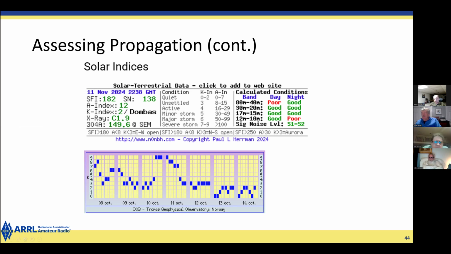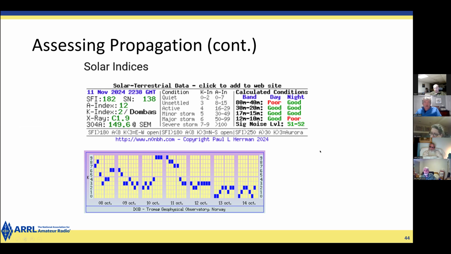For North America, propagation is going to be good on all the HF bands except 80 and 40 meters during the day, which will be poor, and 12 and 10 meters at night, which will be poor. Now you'll notice that 160 meters is not on this chart. There's a reason for that: propagation predictions are really poor for 160 meters. It's very hit or miss. And so most prediction sites will not predict conditions for 160 meters.